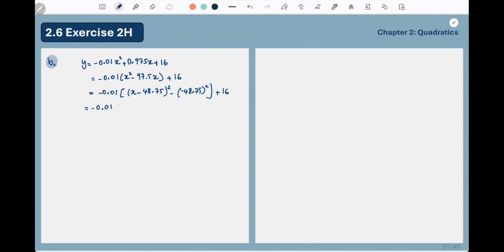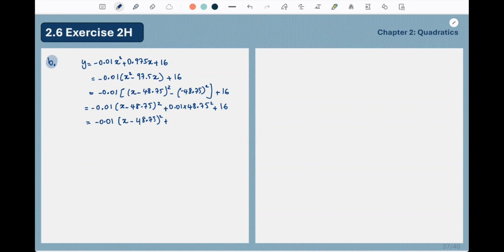So minus 0.01 times (x minus 48.75) squared plus, because minus times minus is plus, and because this is squared, the minus will disappear eventually, times 48.75 squared. And before I add this to 16, I have to compute it in a calculator. But before that, let's write this one first. Minus 0.01 times (x minus 48.75) squared. And then this one is plus.